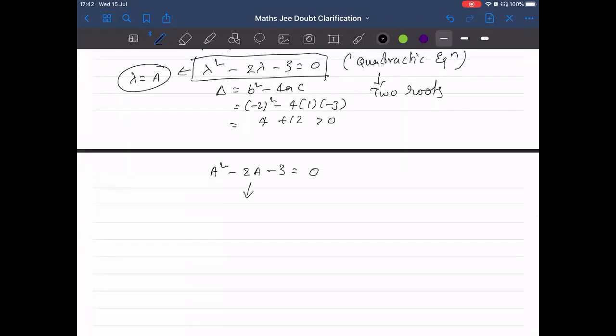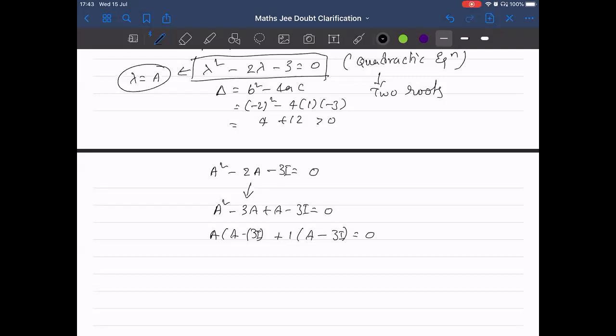Actually, you can factor this. A square minus 3A plus A minus 3 equals 0. So A can be taken common, so it is A minus 3 plus 1 times A minus 3. Actually, it is forbidden to write like this, because a matrix cannot be subtracted from a scalar like 3, and cannot be added with 1. So we have to use the identity matrix. So it is 3I here, and it is 3I here. So here also I's are there.